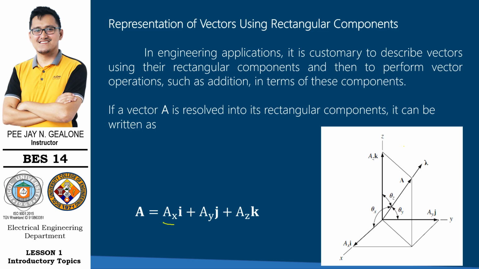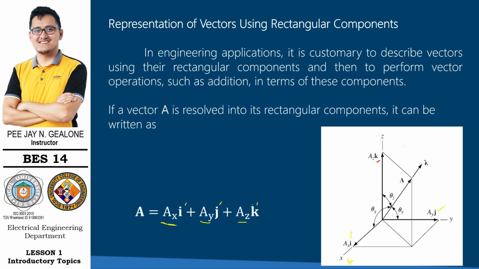So what are this AX, AY, AZ, as well as this i, j, k? These i, j, k are simply vector operators that denote the position of this particular value in terms of the x, y, z coordinate. So ang x, ang kanyang vector operator ay i, ang y-axis naman, ang kanyang vector operator ay j, while sa z-axis, ang kanyang vector operator ay k.